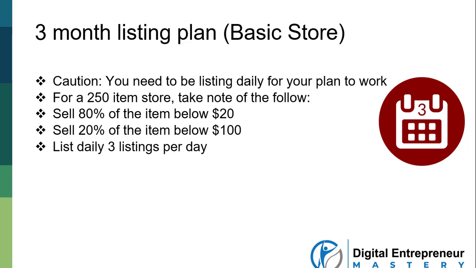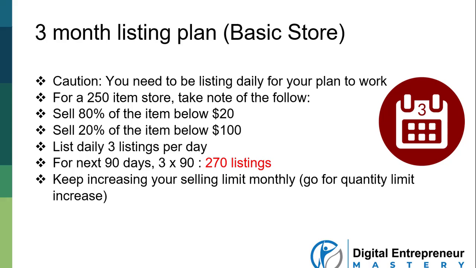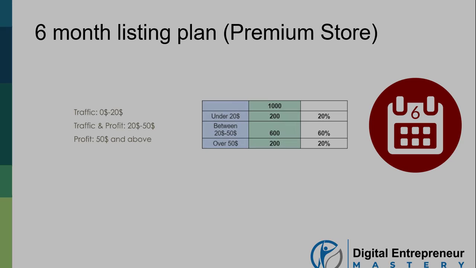List daily, at least 3 listings per day. This is to give yourself the momentum to kickstart. And for the next 90 days, make sure that you list 3 listings per day minimum so that you have about 270 listings. Now keep increasing your selling limit monthly by calling eBay, and you can always ask for a quantity limit increase instead of the selling limit increase in terms of dollars.